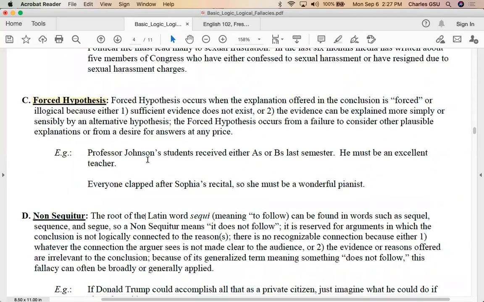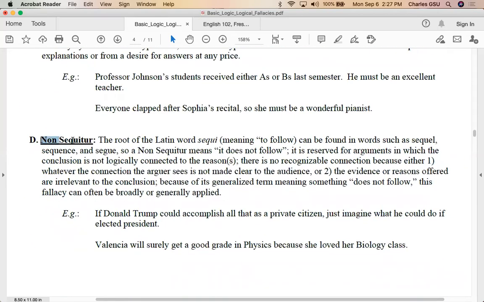Okay, so letter D, non sequitur. That's how you pronounce it, non sequitur. The root of the word, from Latin, means to follow, and words like sequel, sequence, and segue, that's how you pronounce that word, segue, like a segue from one part of a play, act 1 to act 2, or in a joke, from one joke to another, you segue.